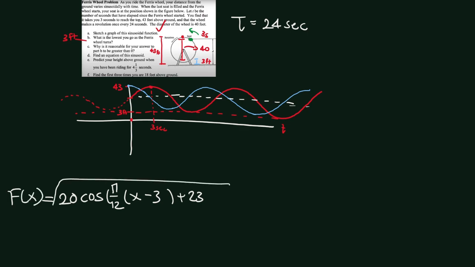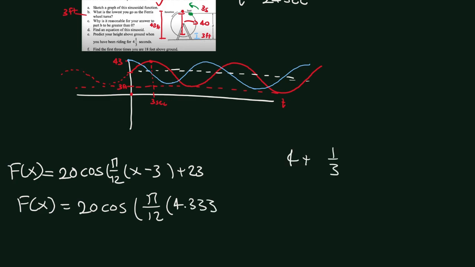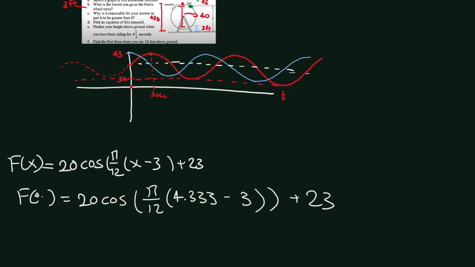Now, part F asks, find the 3 times you're 18 feet above the ground. So what does that part mean? Let me quickly erase all of this, and the blue line. Let's say this is 18 feet. We have to find all 3 points when the Ferris wheel is 18 feet from the ground. So at this point, and this point, it's 18 feet from the ground. We have to find the time at these 3 points.